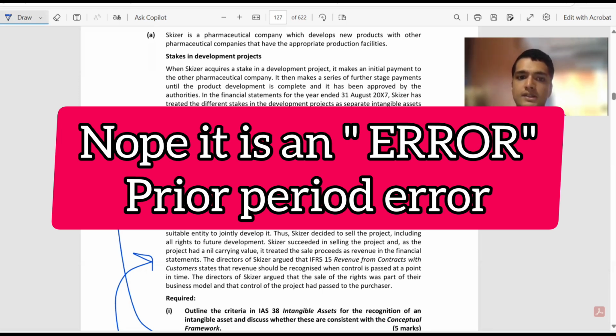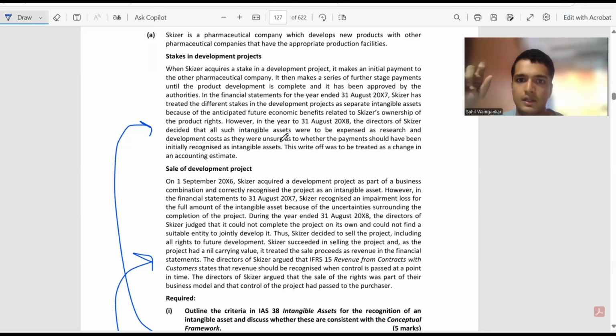an accounting policy should be applied retrospectively. That is, if Skizer has changed this presentation on 31st of August 18, or in the financial year 31st of August 18, then it should also change this presentation on 31st of August 17, because then it will be in line with the conceptual framework's qualitative measure, which is comparability.